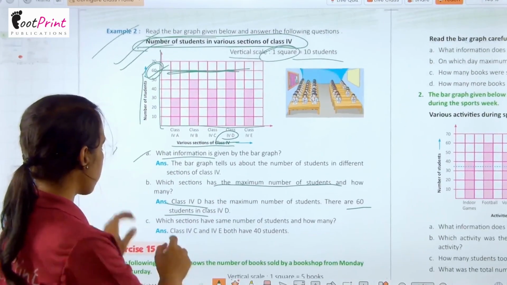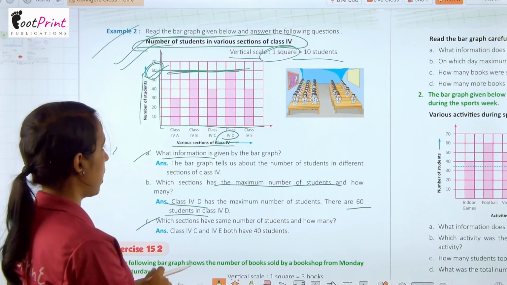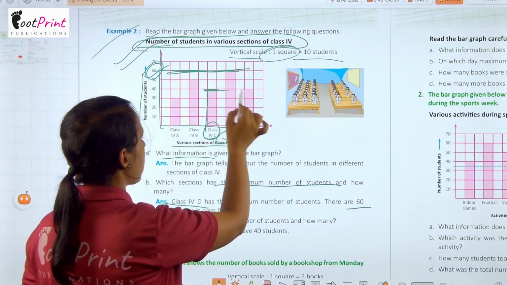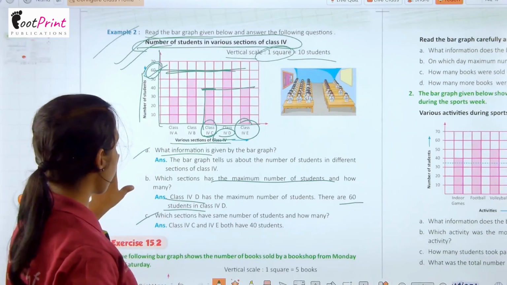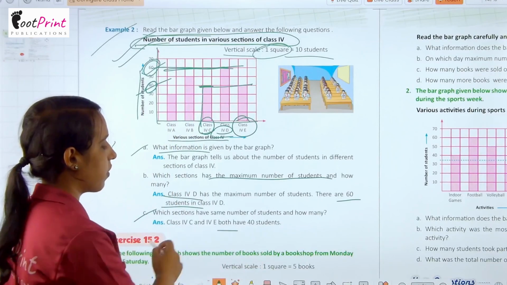Okay, next one is, which sections have the same number of students and how many? So here we can see this section 4C and this one 4th E have the same number of students, that is 40. Okay, this is our answer.